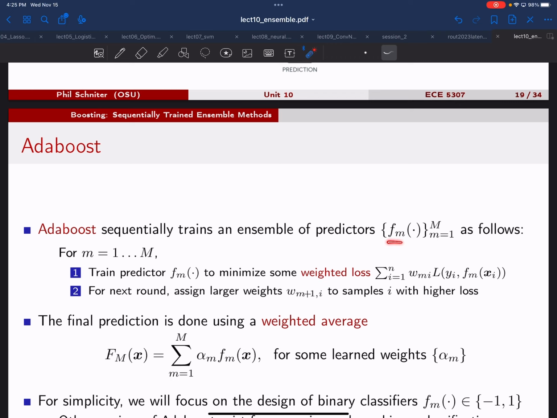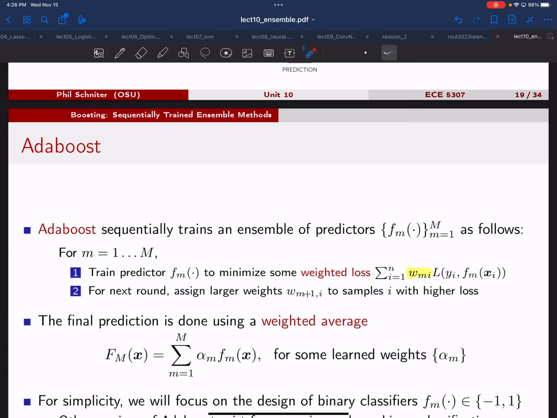So we want to design that sequence, or ensemble, of predictors. Essentially this is what we're going to do. We go through a for loop for each stage m, and train the predictor little fm to minimize some weighted loss. This is just some loss function we'll have to specify. The loss function, as you would expect, takes in the training sample and the output of the predictor. And the weights depend both on the stage as well as the training index i. So every training index has a different weight, and the weights change with the stages.